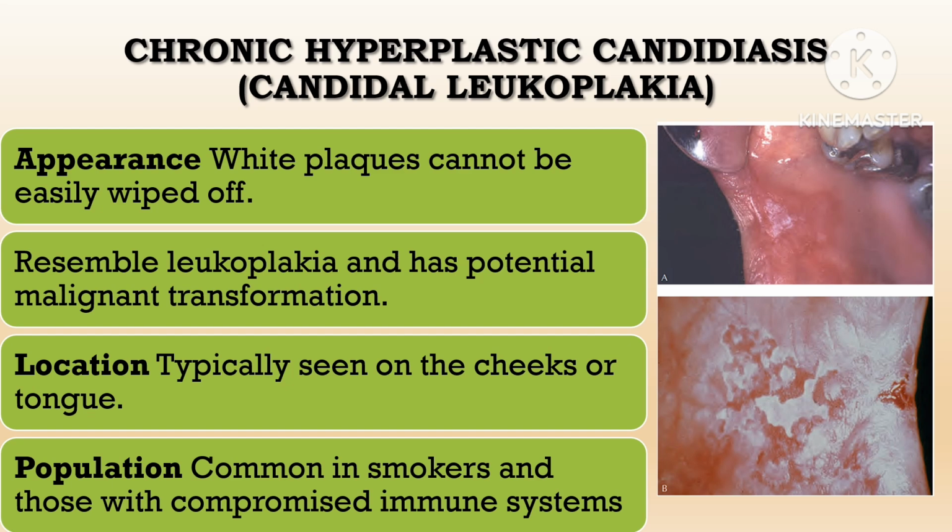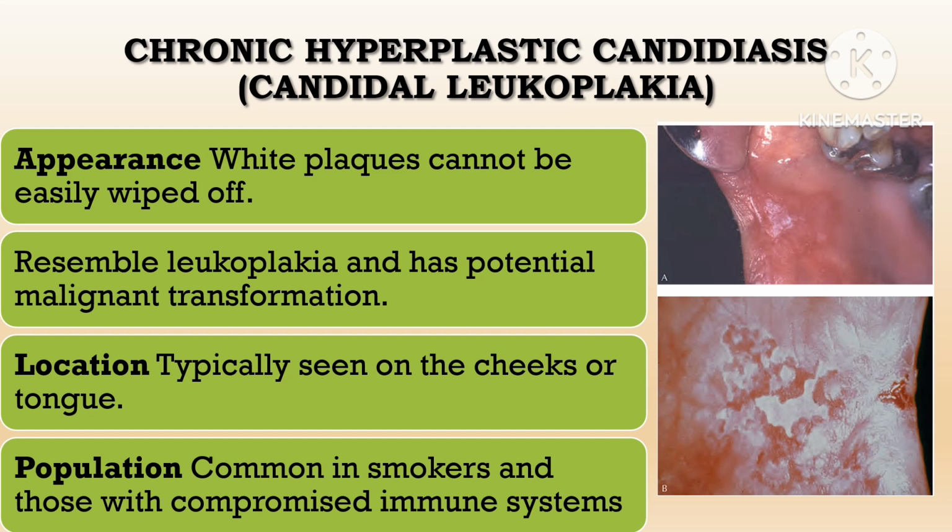Classification of candidiasis: chronic hyperplastic candidiasis. It is also known as candidal leukoplakia. It appears as a white plaque that cannot be easily wiped off. It resembles leukoplakia and also has a potential for malignant transformation. Location: it typically occurs in the cheeks or the tongue, and smokers and those with compromised immune systems are at higher risk of candidal leukoplakia.